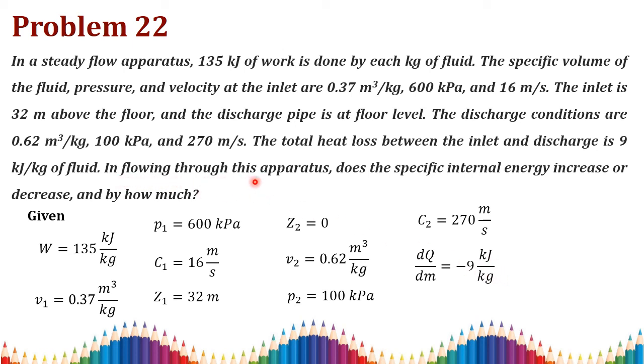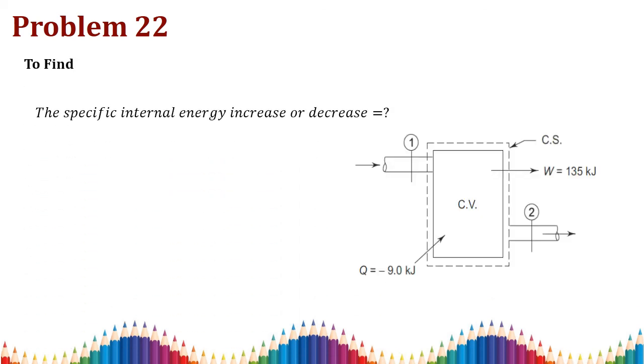In flowing through this apparatus, does the specific internal energy increase or decrease, and by how much? So they're asking for the specific internal energy. We need to find out the value of the specific internal energy, and whether it is a decrease or increase. We need to find it from the steady flow equation. You see here, this is your datum level. From this level they are measuring. At the exit level it is 0, and this height is 32 meter. That is Z1, and Z2 is 0 here.